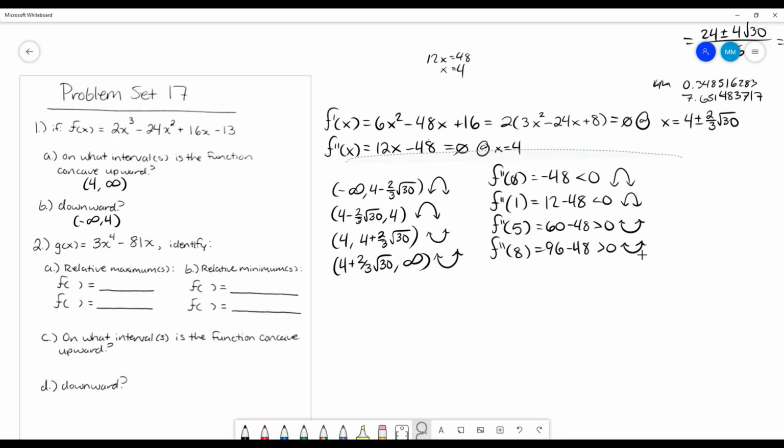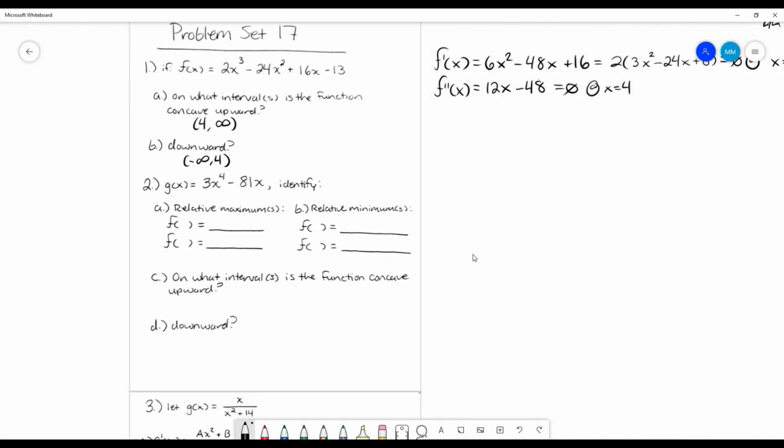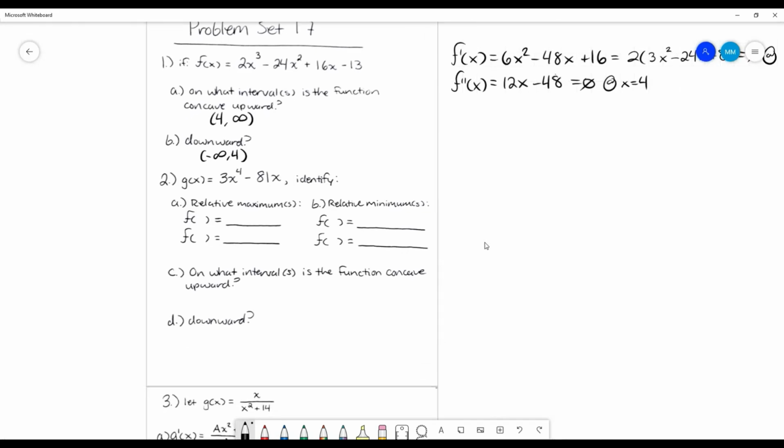Let's go ahead and erase some of this so we've got room for our next problem. Number 2 gives us a different function and asks us pretty similarly to figure out the relative minimums and maximums and then check the concavity.